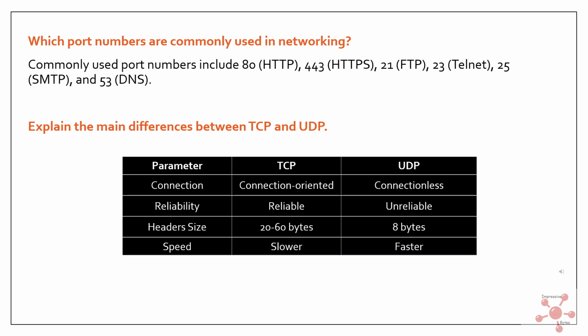Explain the main differences between TCP and UDP. TCP versus UDP. Imagine sending a valuable package. With TCP, you'd get a receipt upon delivery, ensuring reliability. UDP, on the other hand, is like mailing a postcard, fast and efficient, but without any delivery guarantee.